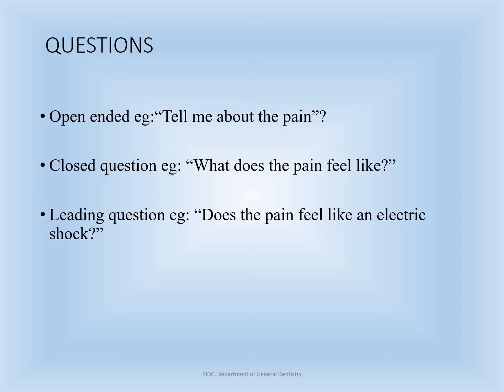A closed-ended question would be where you're restricting the patient to a particular type of area for the answer, like what does the pain feel like? So you're basically just asking about the nature of the pain. And the leading question is where you just want a confirmatory yes or no answer. So you can ask, like, does the pain feel like an electric shock? So I'm assuming maybe the clinician in this case was expecting a galvanism or a galvanic shock probably in the patient.